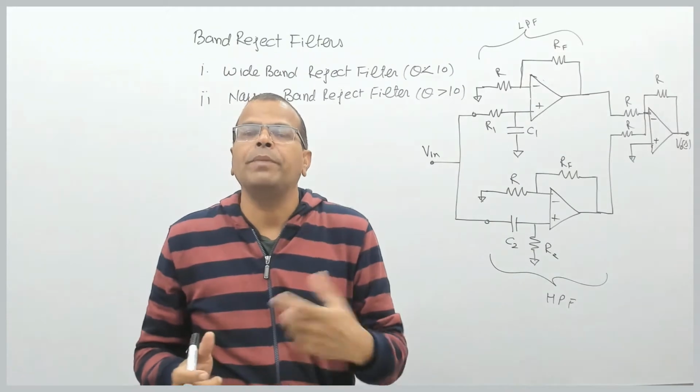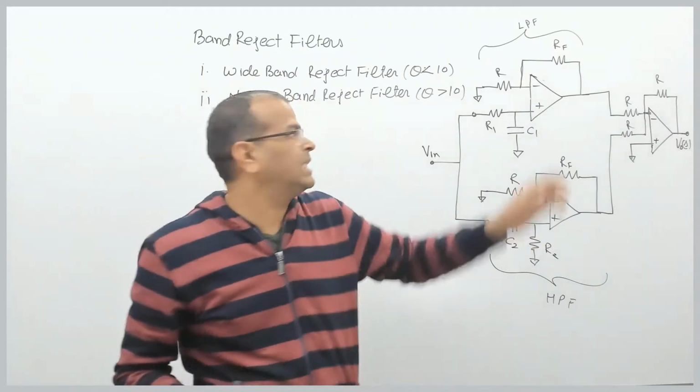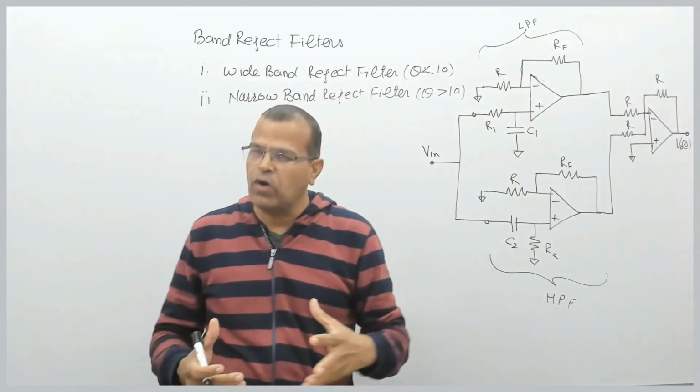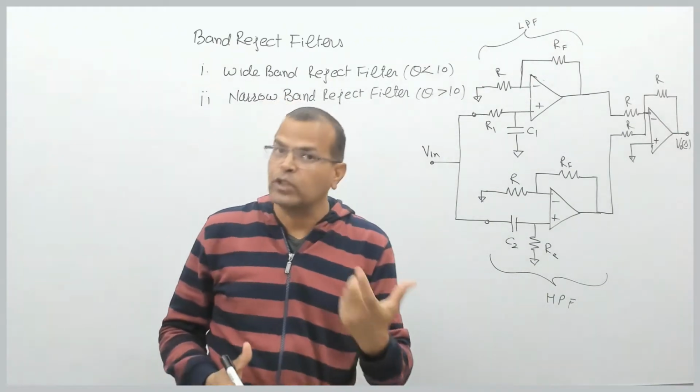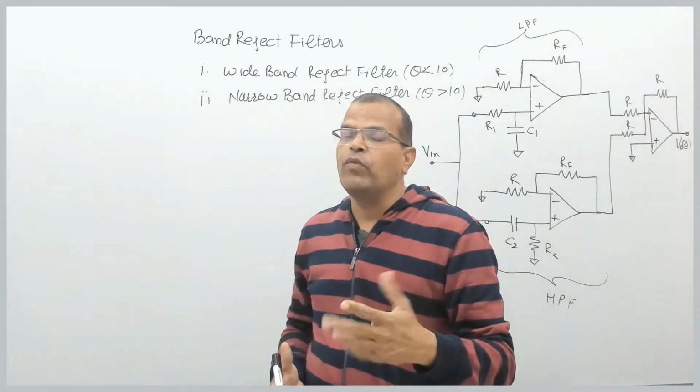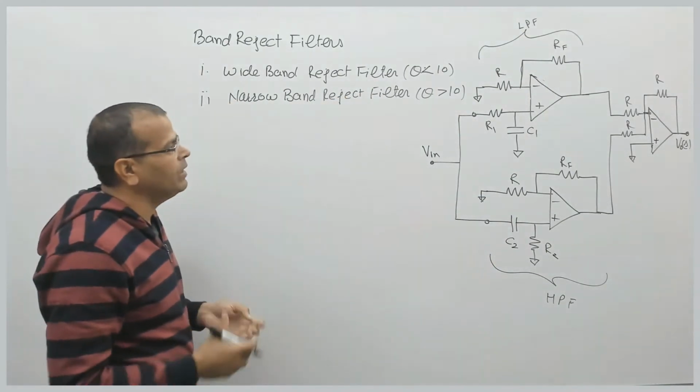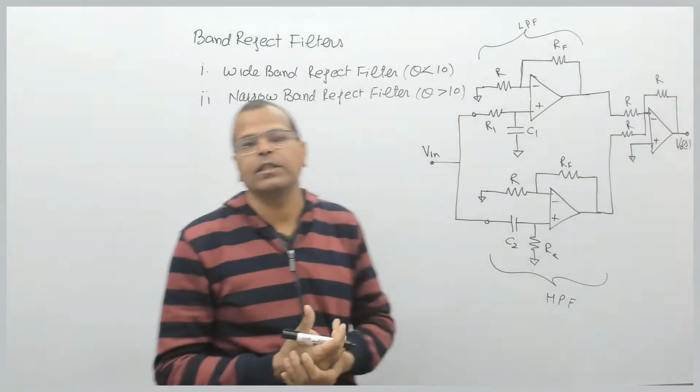Just a limit which is put is this: when Q is less than 10, we call the filter a wide band filter, and when the Q factor, that is the quality factor, is more than 10, we call that the narrow band filter, right?